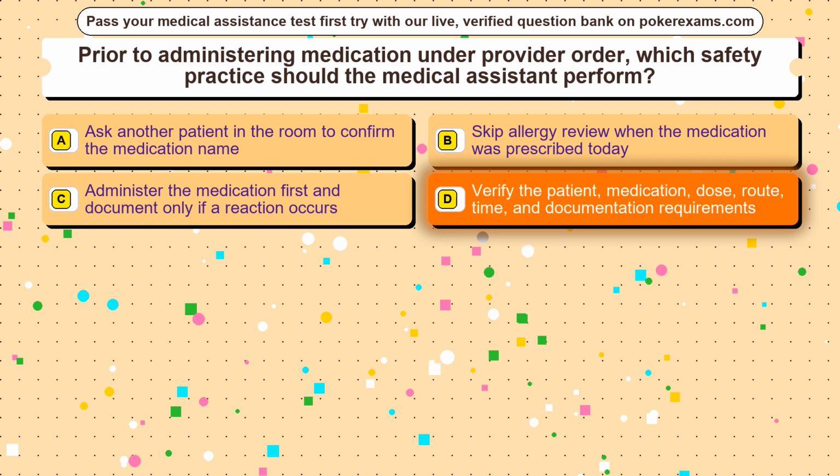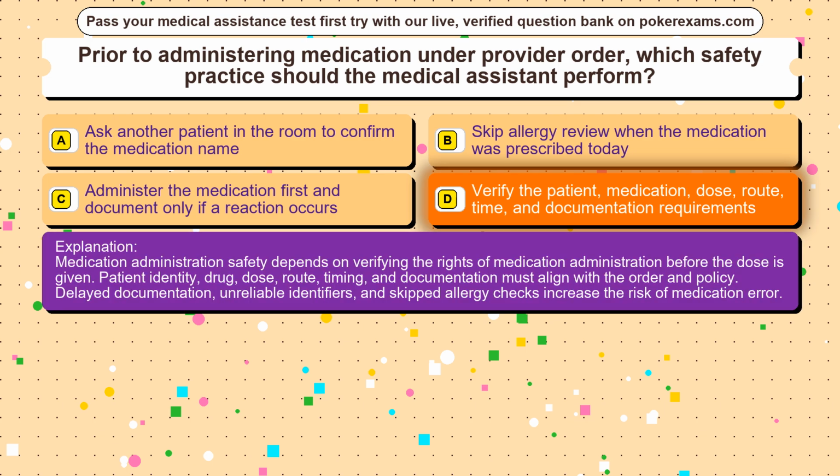The correct answer is option D, verify the patient, medication, dose, route, time, and documentation requirements. Medication administration safety depends on verifying the rights of medication administration before the dose is given. Patient identity, drug, dose, route, timing, and documentation must align with the order and policy. Delayed documentation, unreliable identifiers, and skipped allergy checks increase the risk of medication error.